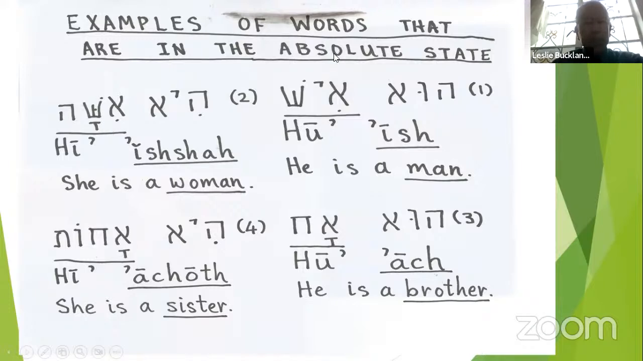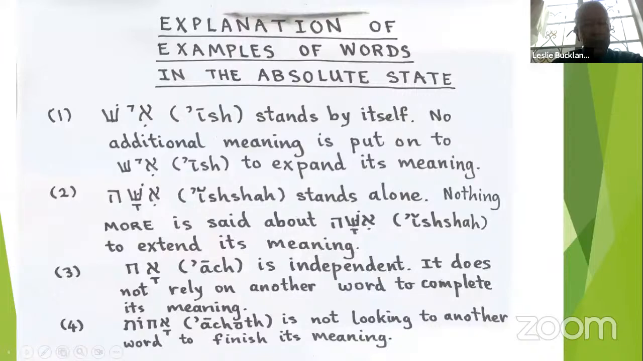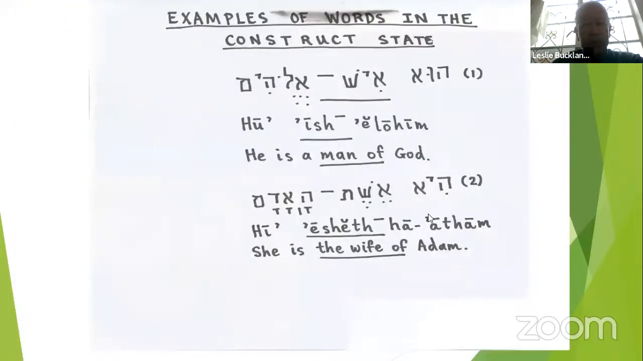It was in its absolute state, but it changed when other words were added to explain who she is. And the same thing with ak, brother, and akoth. When other words were added, these same words that were in the absolute state became construct state. Hu ish Elohim, he's a man of God, not just he's a man, he's a man of God.